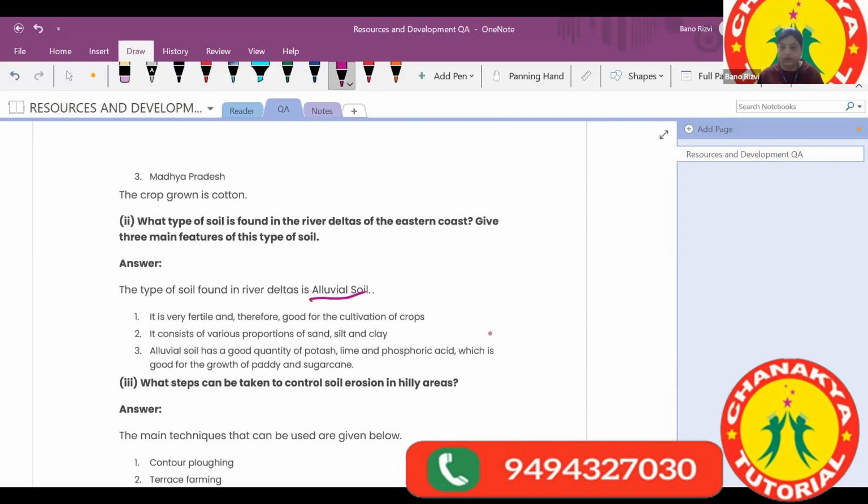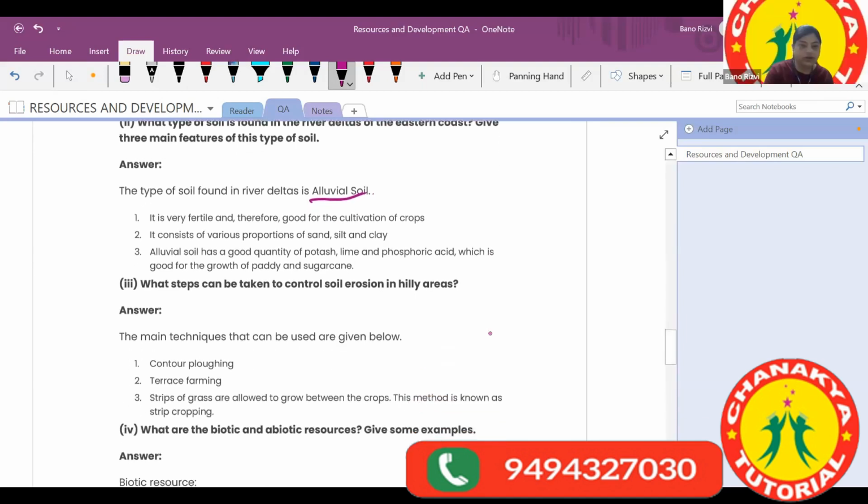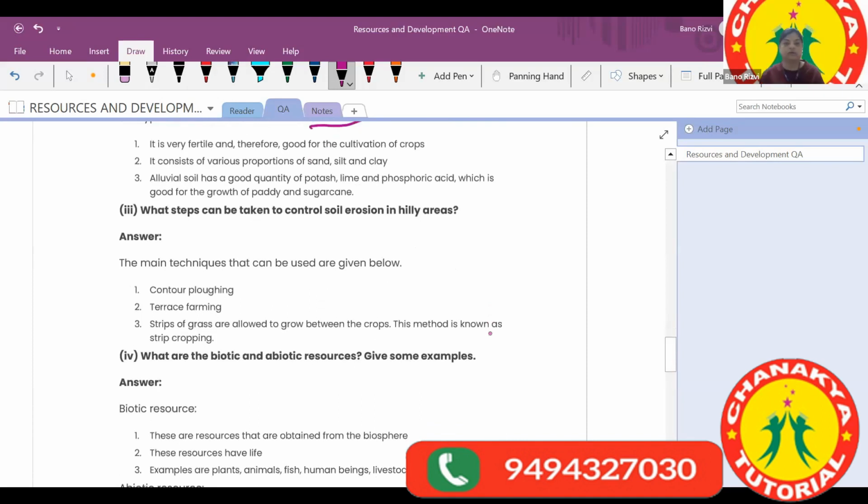Okay, so somebody read this answer. Aryan, read this answer. This type of soil found in river deltas is alluvial soil. It is very fertile and therefore good for cultivation of crops. It consists of various proportions of sand, silt, and clay. Alluvial soil has a good quantity of potash, lime, and phosphoric acid, which is good for the growth of paddy and sugarcane. Good.